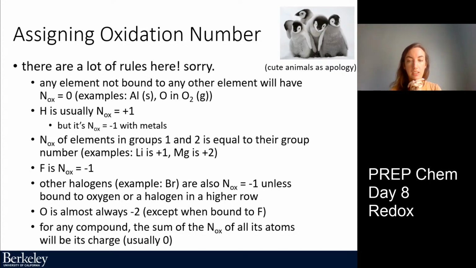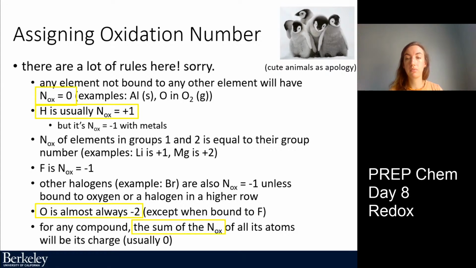So if I had a molecule that had a net negative charge, then all those oxidation numbers would need to add up to whatever the charge is. Okay, this is a lot of rules, so I'm just going to pause and see if there are any questions about what these rules mean.